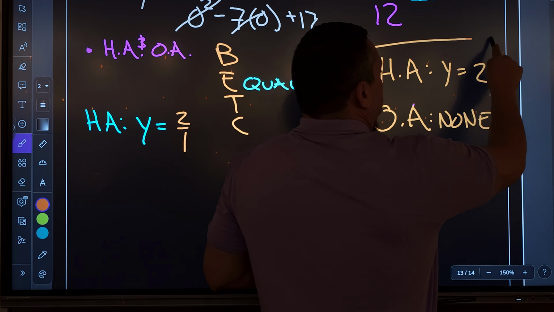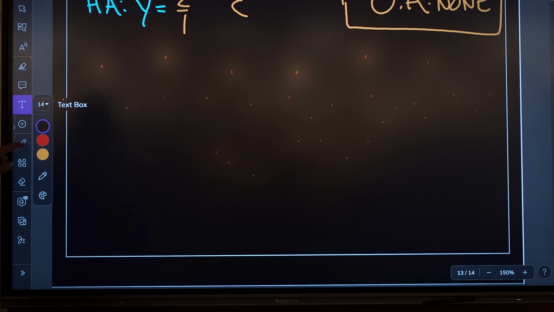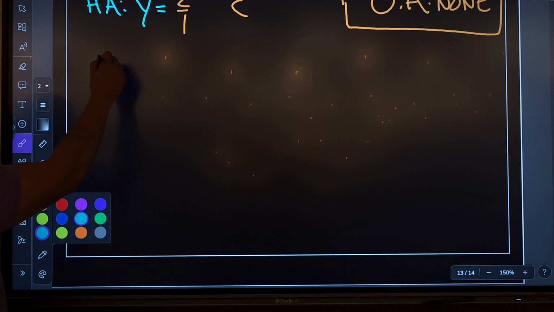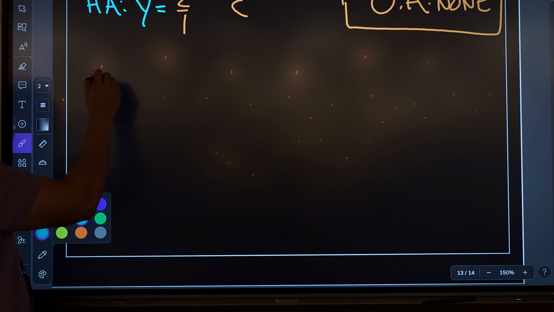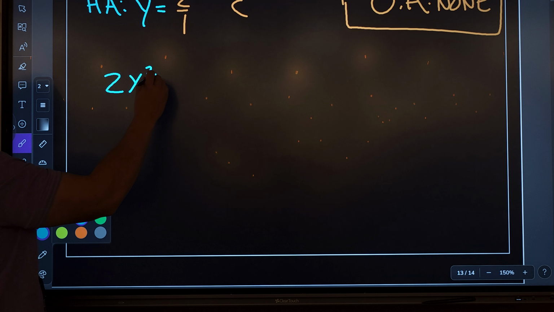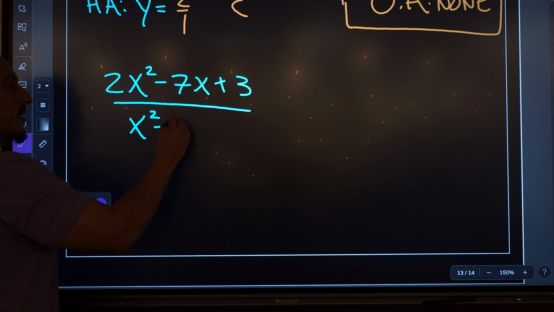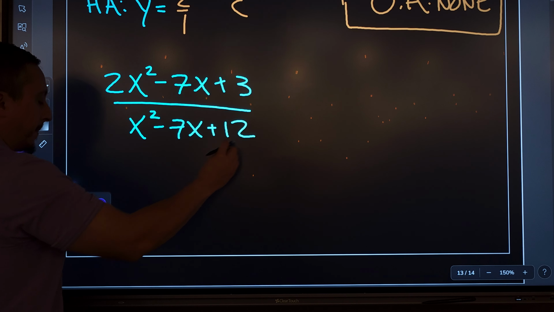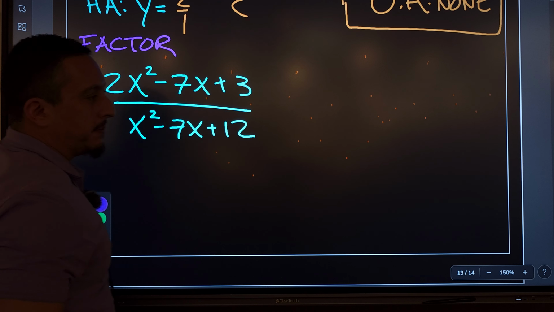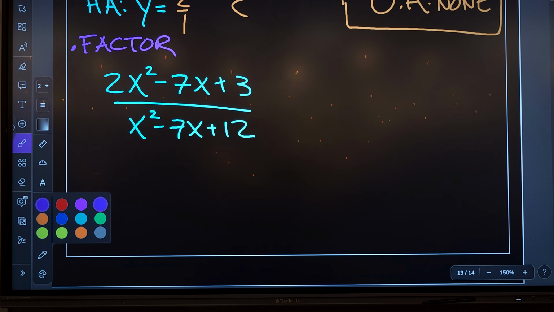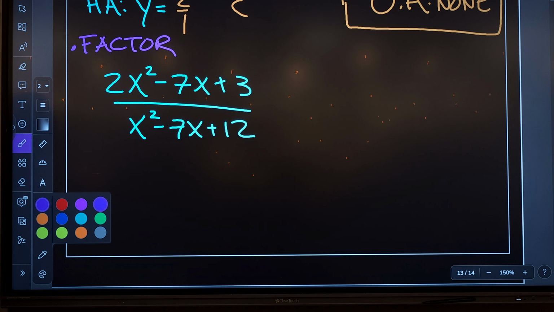That brings me to the third part of this problem, which is this side, the factoring. Can somebody that's working with me tell me the problem again so I don't have to scroll up? It's 2x squared minus 7x plus 3 over x squared minus 7x plus 12. Thank you. The third part is factoring, which I'll put over here in a box because it's really important that you factor first. You can't get any of that information if you don't factor first.